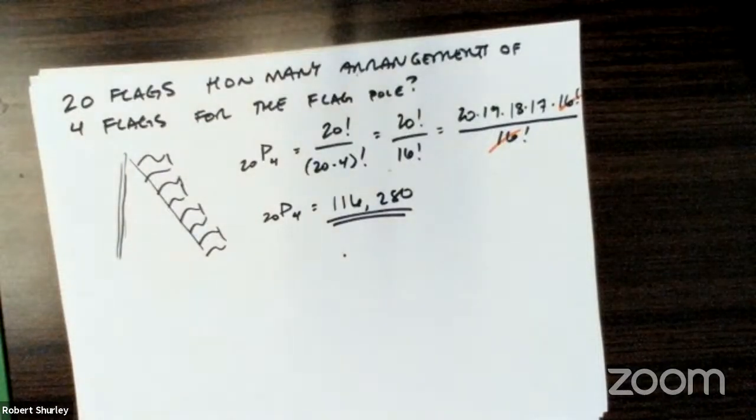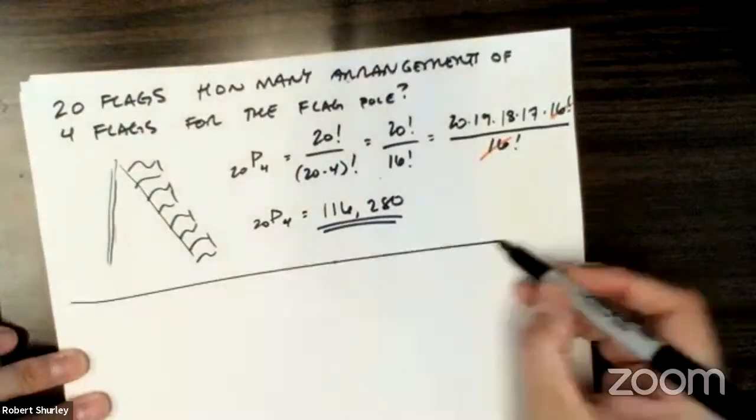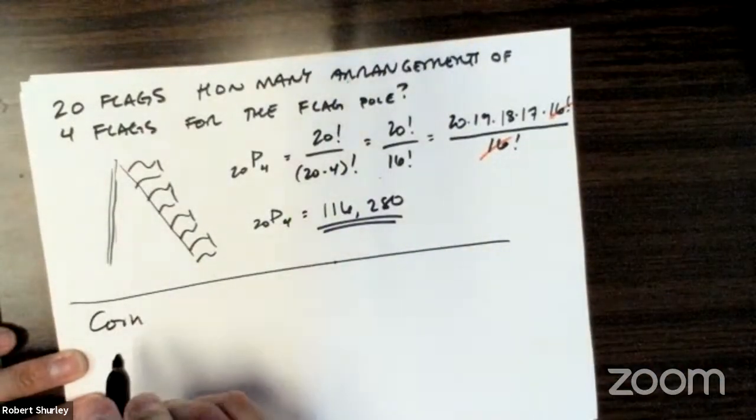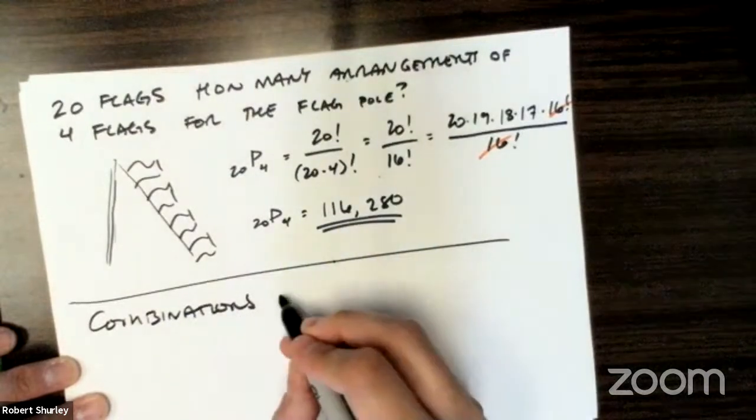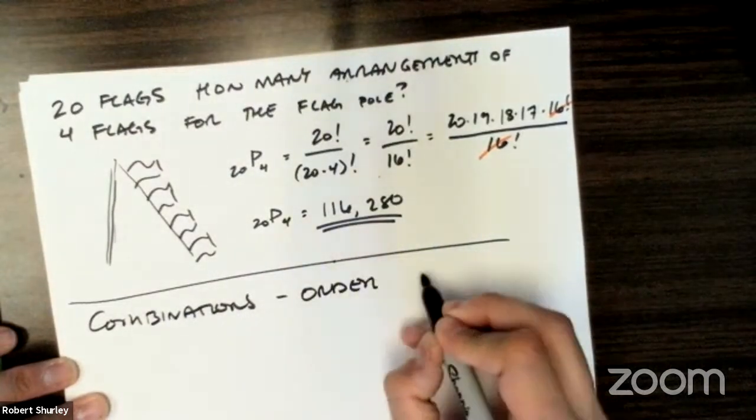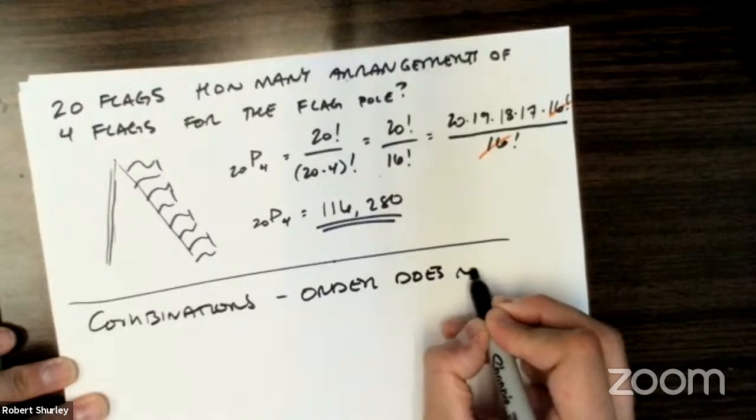Okay, the next type of grouping is called a combination. With a combination, the difference is ordering doesn't matter, okay? This is on page 461, combinations. Order does not matter.